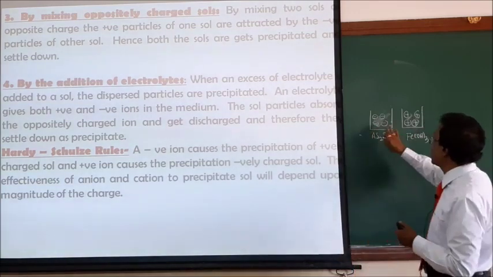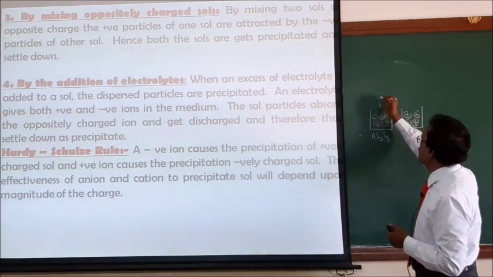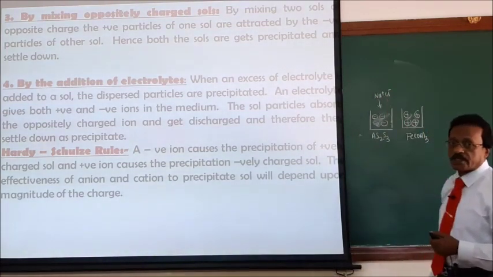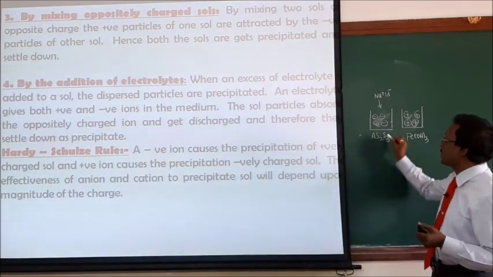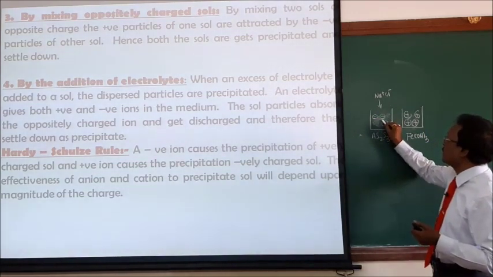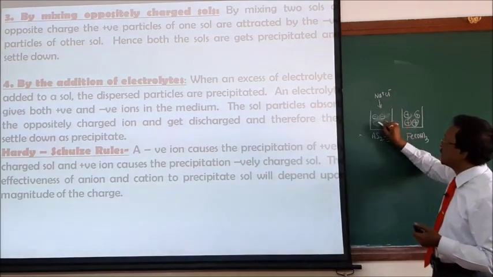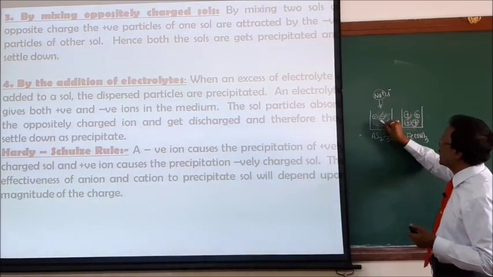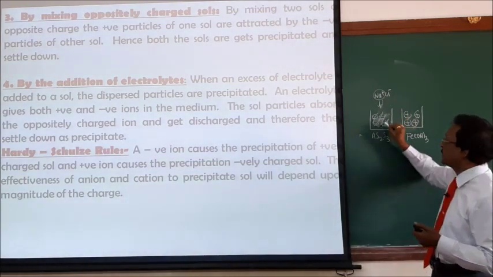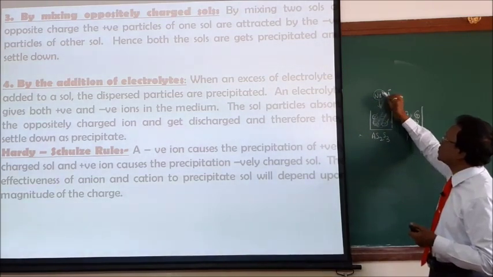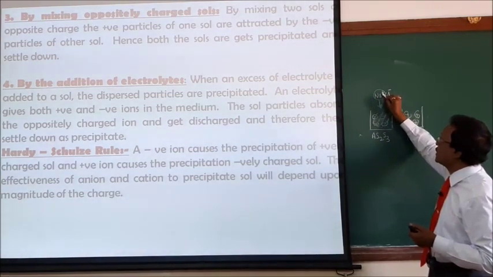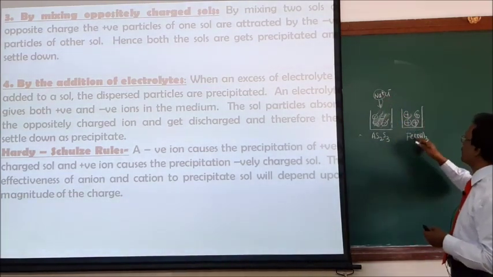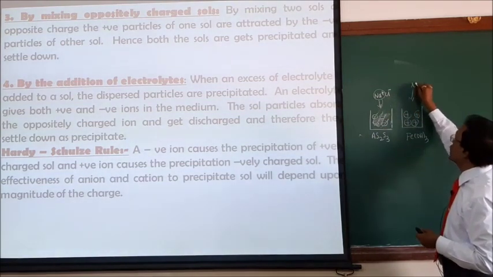Suppose I take arsenious sulfide salt. Let us say for this I put sodium chloride, that is Na plus and Cl minus. How does the coagulation take place? Students, please think and tell me. I have taken arsenic sulfide, a negatively charged particle, and I am putting sodium chloride. The Na plus ions of the electrolyte neutralize the charges on the colloidal particle, and the salt gets coagulated. The electrolyte contains both positive and negative ions, so the positive ion neutralizes the negative charges and brings about the coagulation.